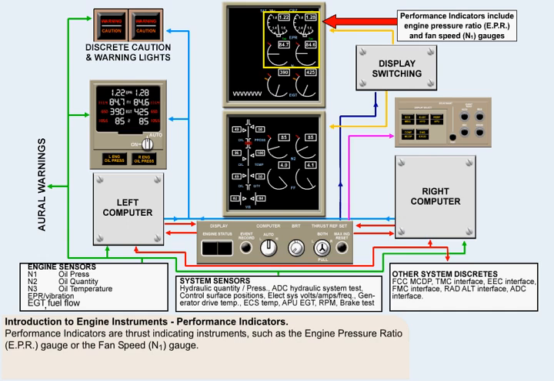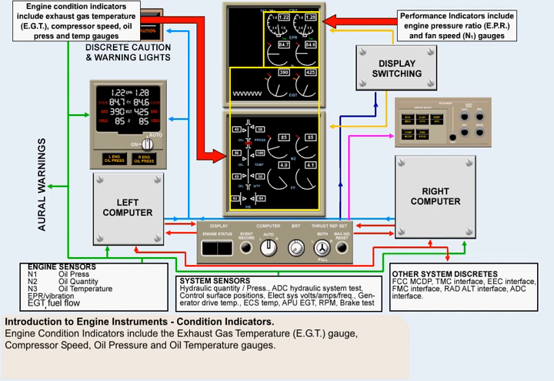Performance indicators are thrust indicating instruments, such as the engine pressure ratio (EPR) gauge or the fan speed (N1) gauge. Engine condition indicators include the exhaust gas temperature (EGT) gauge, compressor speed, oil pressure and oil temperature gauges. We'll be discussing these and others later in the lesson.